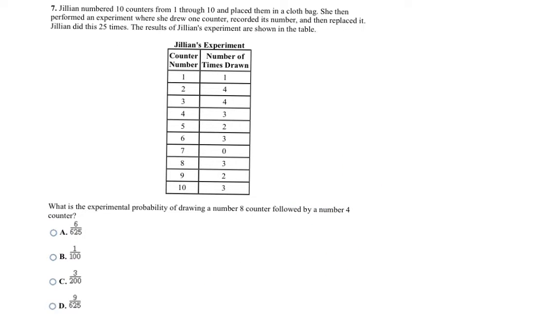This question here says Jillian numbered 10 counters from 1 through 10 and placed them in a cloth bag. Then she performed an experiment where she drew one counter, recorded its number, and then replaced it.